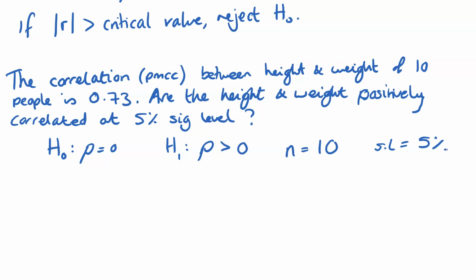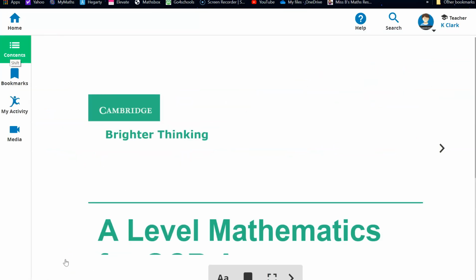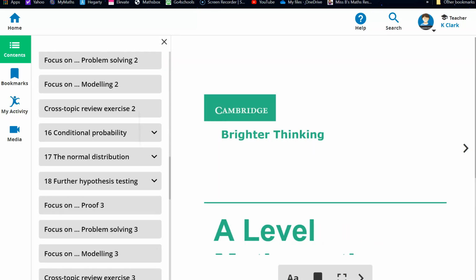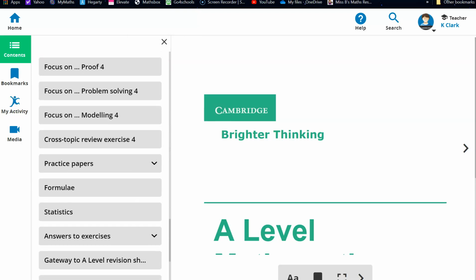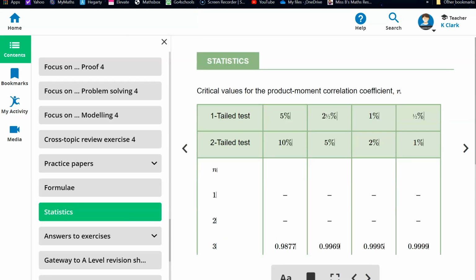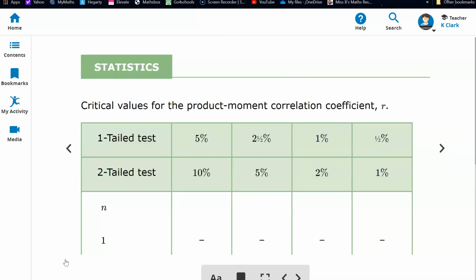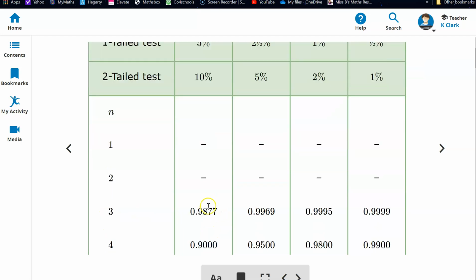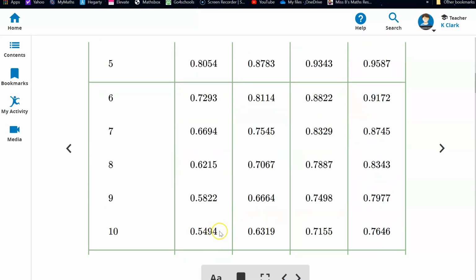Critical value tables then. So I'm going to use the ones off of the Cambridge Elevate website. And to get to it, if you're using this website, you go to Contents, all the way down, pretty much down to the answers. There's one there called Statistics, and they all look like this. So, we want a one-tailed test at the 5% significance level. And then n is how many are in our sample, so we need to go down to where n is 10. There.